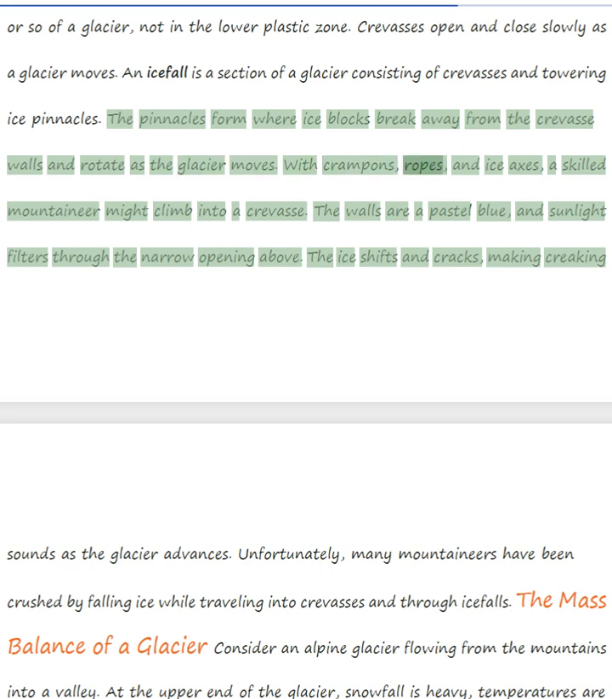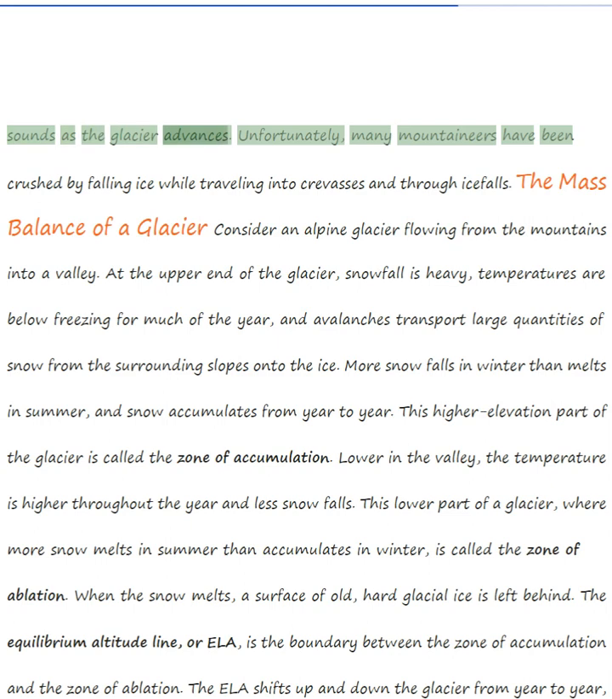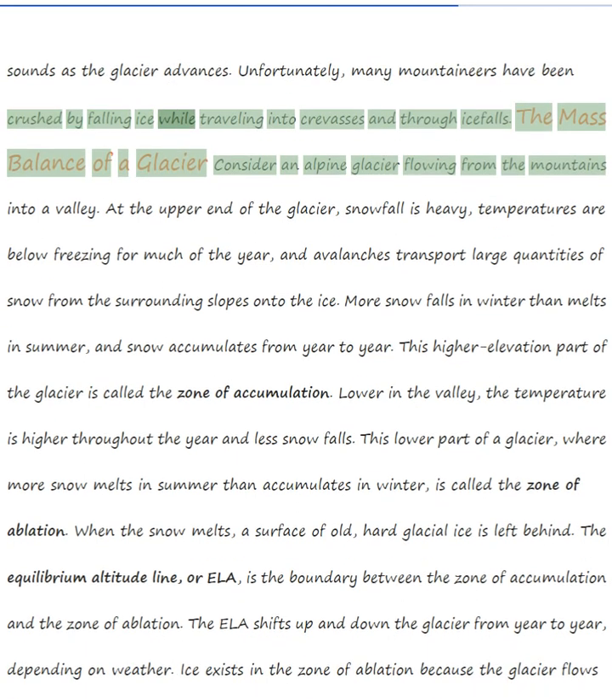With crampons, ropes, and ice axes, a skilled mountaineer might climb into a crevasse. The walls are a pastel blue, and sunlight filters through the narrow opening above. The ice shifts and cracks, making creaking sounds as the glacier advances. Unfortunately, many mountaineers have been crushed by falling ice while traveling into crevasses and through icefalls.